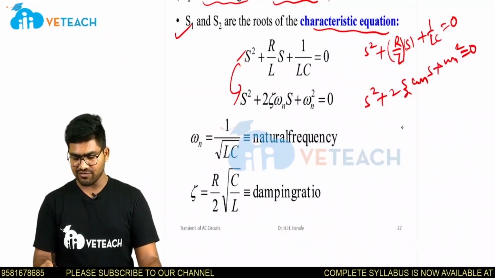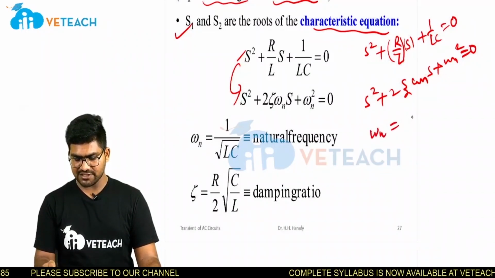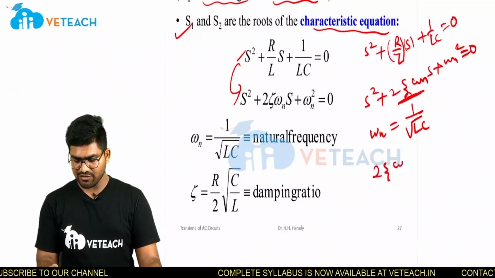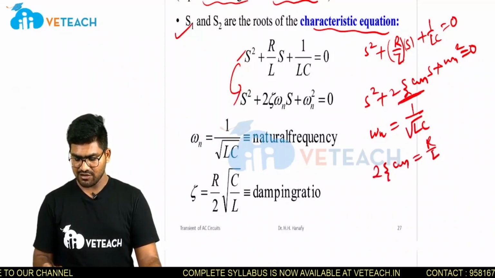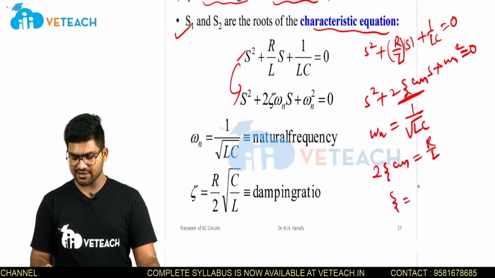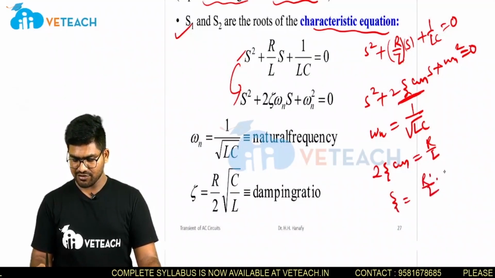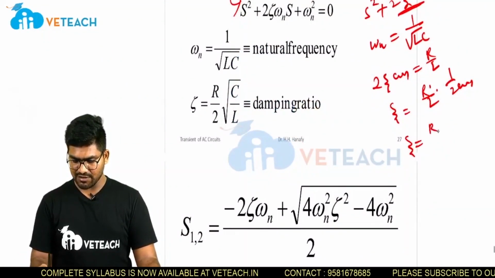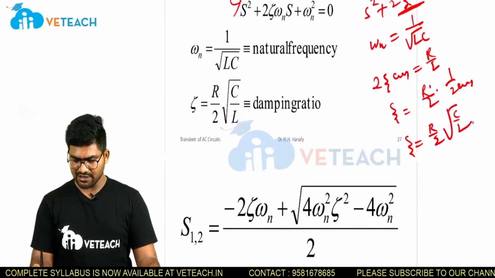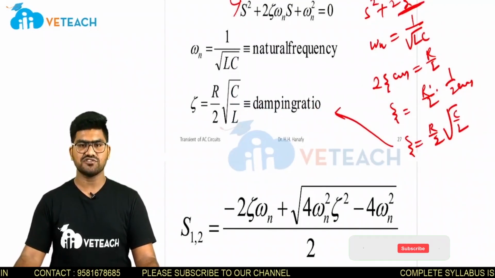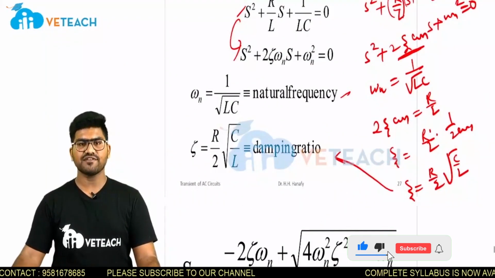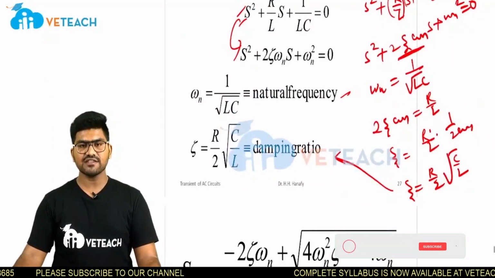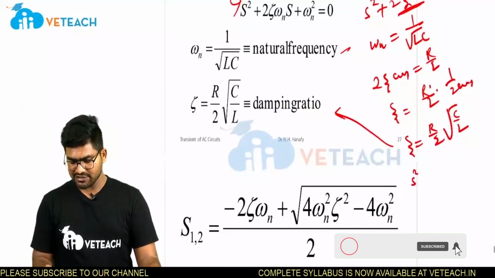So if I compare these two, from here I am getting my natural frequency omega n equal to 1 by root LC, and if I equate the s term, 2 zeta omega n is equal to R by L. So from here zeta is equal to R by L into 1 by 2 omega n, right? So from there I can write zeta is equal to R by 2 into root C by L. This is known as the damping ratio, where omega n is the natural frequency and zeta is the damping ratio.